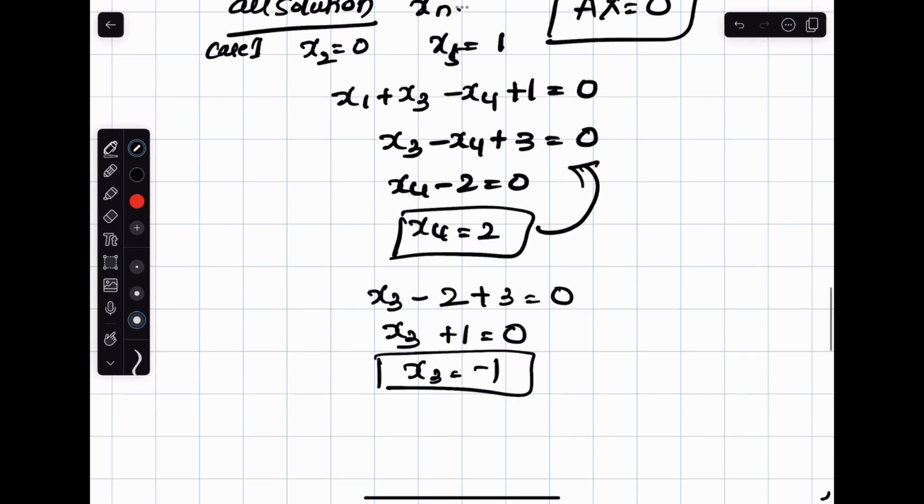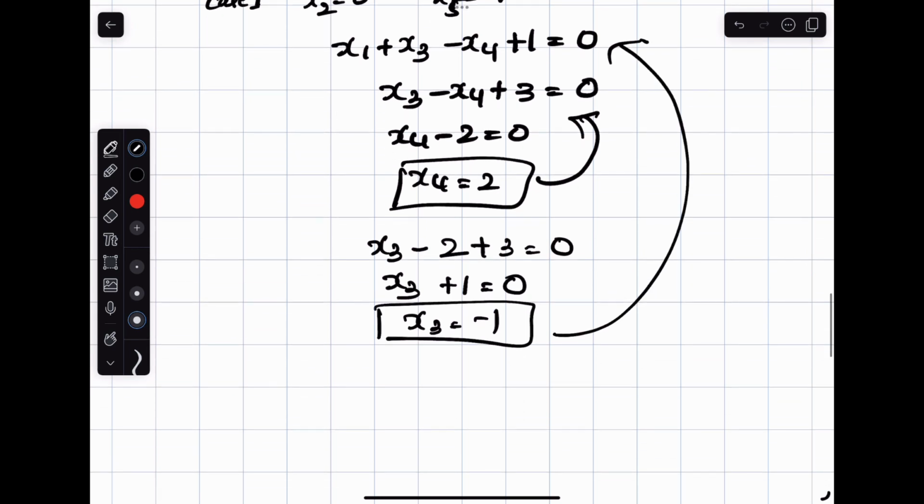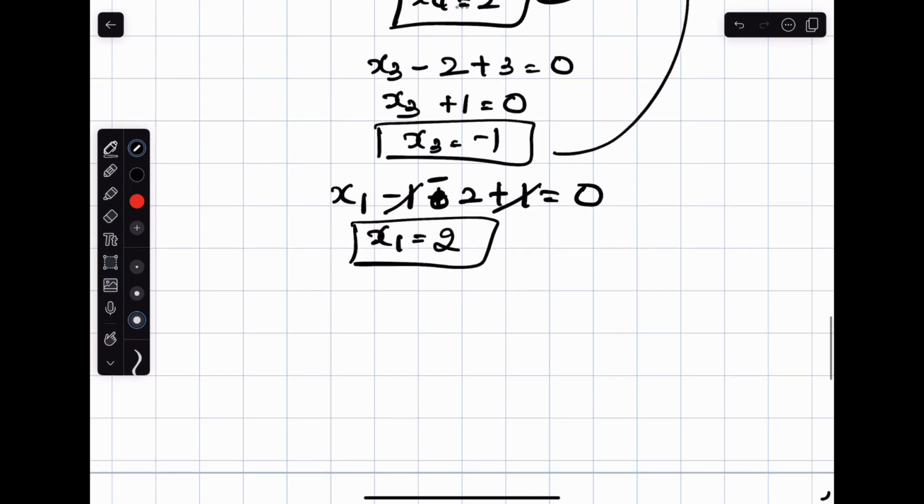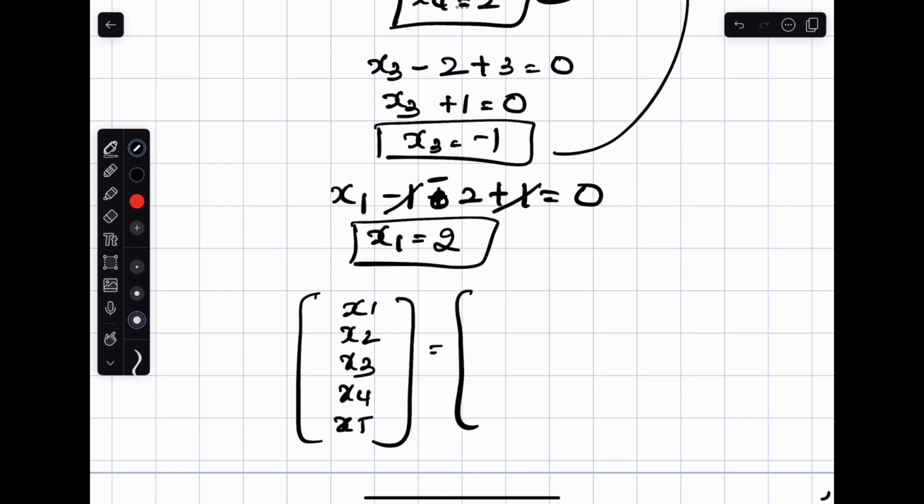Now apply x4 and x3 to the first equation. So what is that? x1 minus 1 minus 2. Okay, it should be minus 2, guys. So make the correction, minus 2. So what is the value you will get? It is plus 2, sorry, plus 2 is the answer. Now we got all the values. So the case 1 values will be written here. So x1 to x5 is 2 0 1 minus 1 2 1. So we got the case 1.